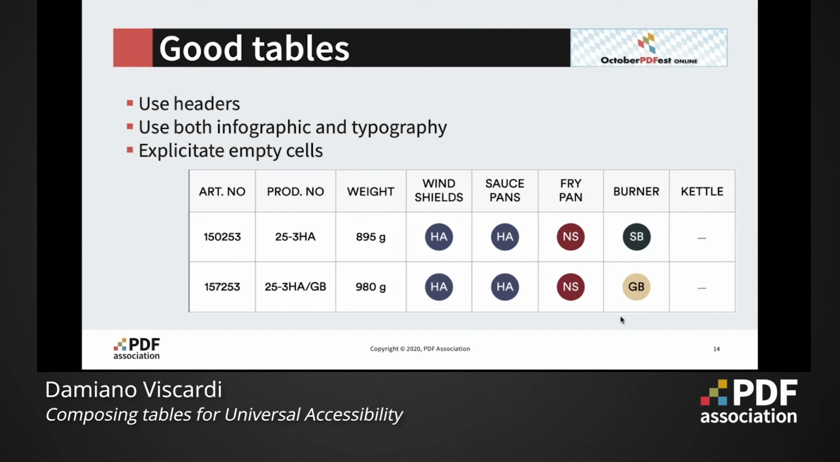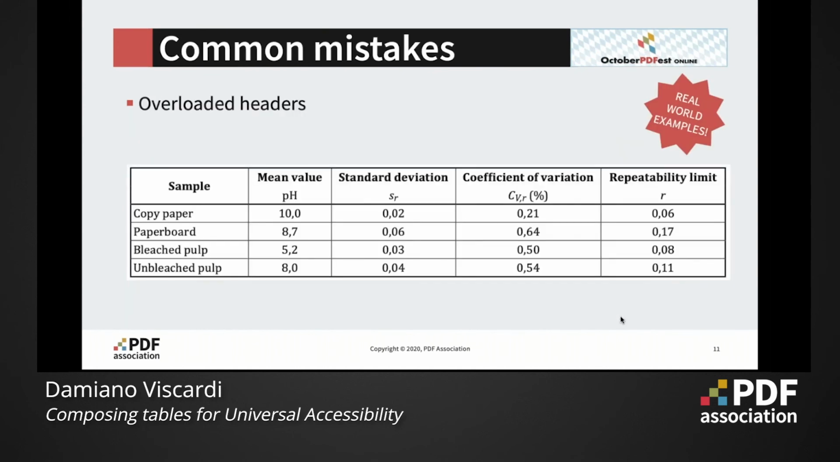And the bad example was on slide 11. This is how it should not be. So for example, pH and also SR, CVR, %R, those units should be in cells and repeated on every cell.